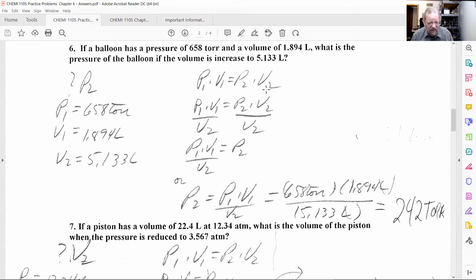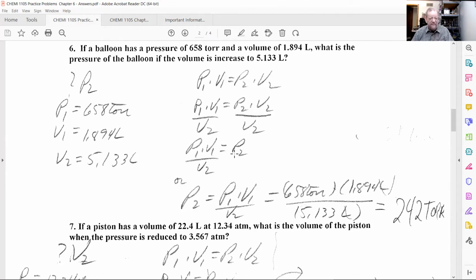By the way, how do you know to use Boyle's law? You've got a gas, pressure tells you that, and all that you're dealing with is pressure and volume, which tells you Boyle's law. P1 times V1 equals P2 times V2. We want to solve for P2. How do we get it alone? Well, if it's multiplied times V2, you can divide by V2. Anything divided by itself is 1. 1 times P2 would be P2. Whatever you do to one side, you have to do to the other.